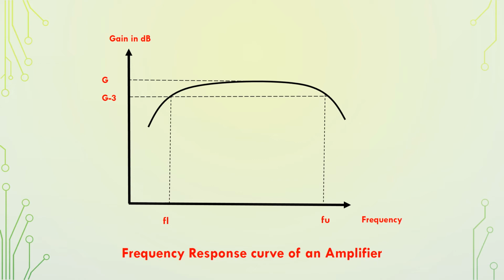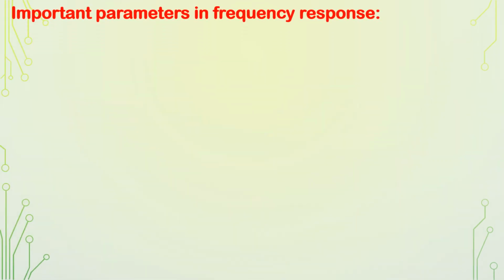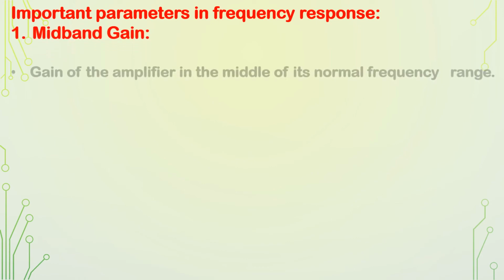So there are some reasons for this decrease in gain by 3 dB at the lower cutoff frequency and upper cutoff frequency. Now the frequencies between the upper cutoff frequency and lower cutoff frequency are the normal range of operating frequency of the amplifier, and this is defined as the bandwidth of the amplifier. That is, FU minus FL is defined as the bandwidth of the amplifier. Okay, so there are some important parameters in the frequency response curve.